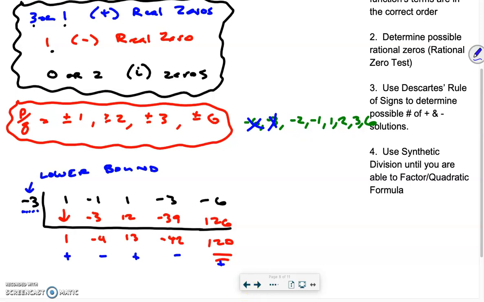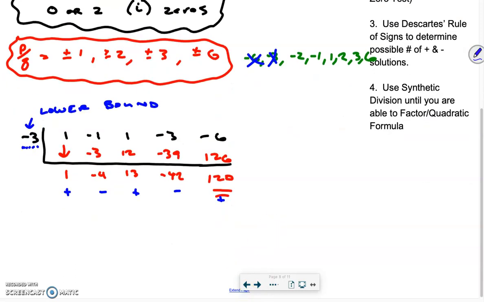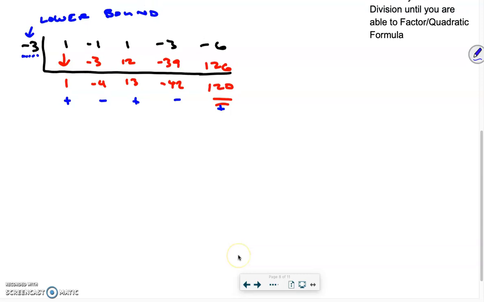All right, so let's go ahead and try another round of synthetic division. This time, I don't know. Now I'm not even trusting myself. But let's go ahead and test +2. So if we test +2, all right, same coefficients. We've got 1, -1, 1, -3, -6.